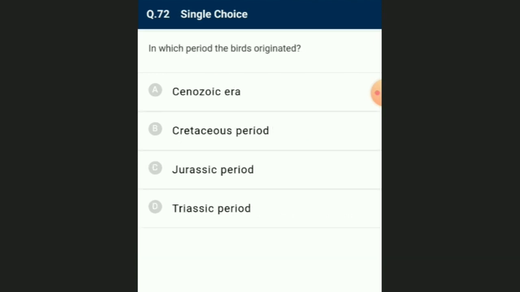Question number 72. In which period did birds originate? Long before the demise of dinosaurs, modern birds originated 100 million years ago. Studies have shown discrepancies between the results from fossils and genetic analysis. In searching for the first ancestor of modern birds, Archaeopteryx was a Jurassic period bird which had teeth in its beak, and it is a connecting link between reptiles and birds. So the answer for this question is option B, Cretaceous period. During the Cretaceous period, birds originated.